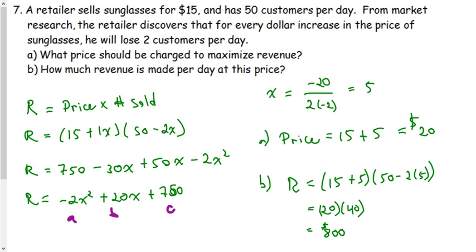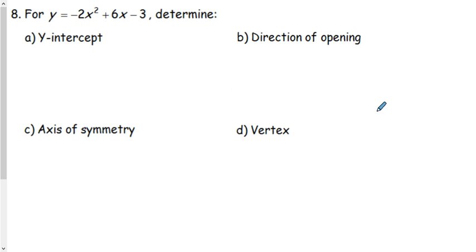Tricky, but it's basically going to follow the same pattern each time. So practice and study, and you'll see when you get to one of these, it's going to look pretty similar. Okay, let's do our final one here. For y equals negative 2x squared plus 6x minus 3, determine the y-intercept, the direction of opening, the axis of symmetry, and the vertex. These we can do pretty quick.